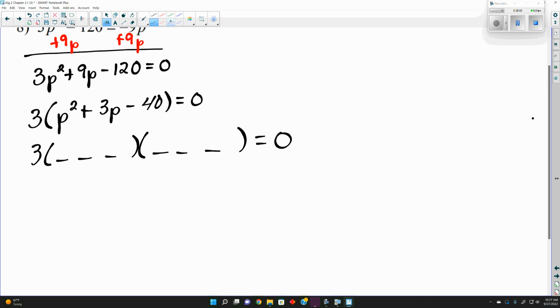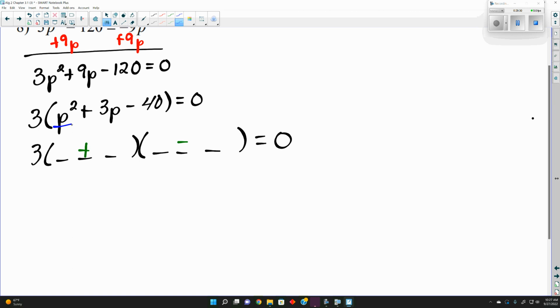Our signs. We look at the third term. If the third term is positive, the signs are the same and they match the sign of the middle term. If the third term is negative, our signs are opposite. Well, here the third term is negative, so one of them is going to be positive and one is negative. Now, luckily for us, we have p squared as the first term and negative 40 as the third.